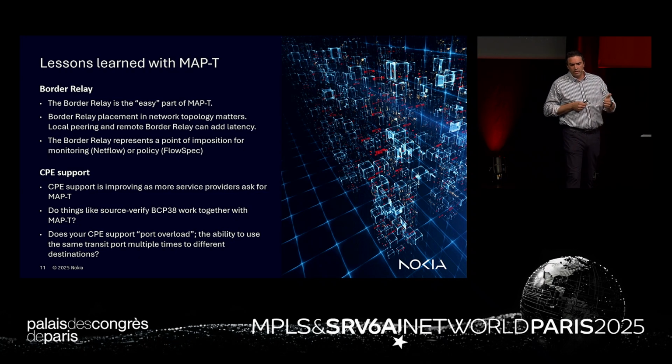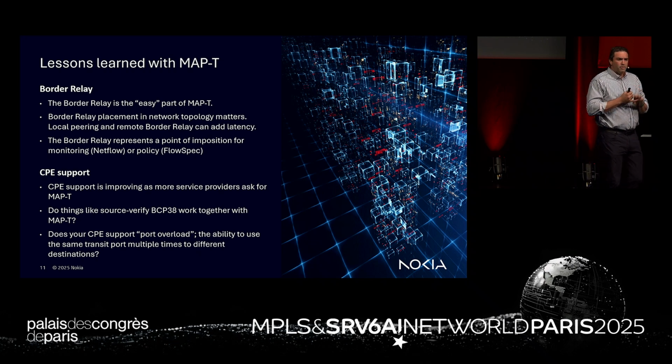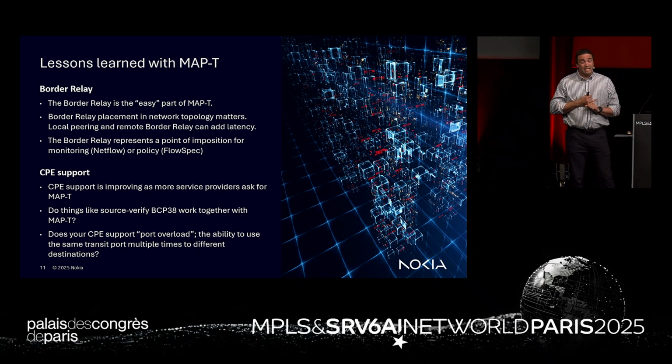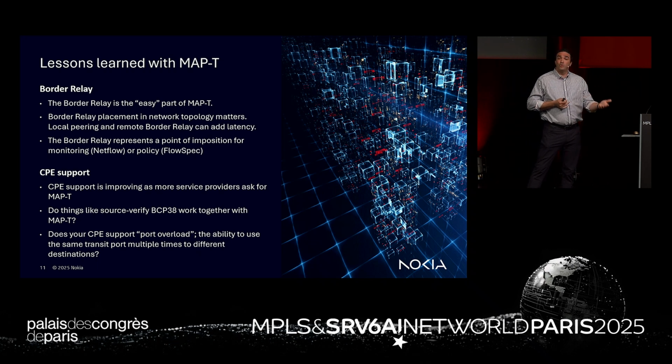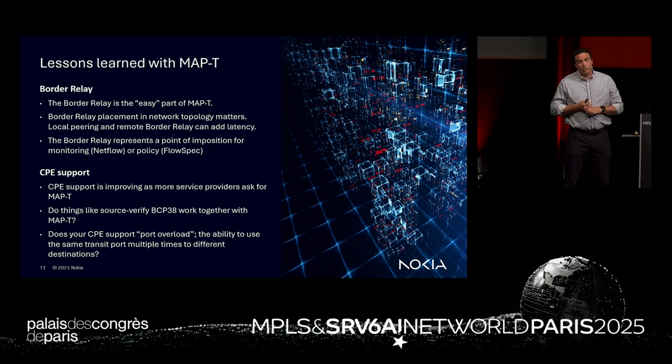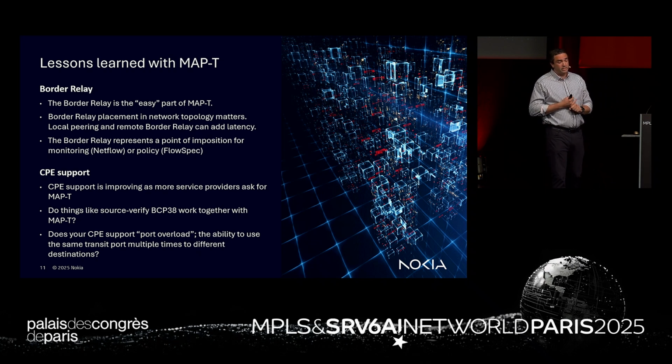Now, lessons learned. I know I'm running out of time. The border relay is the easiest path to deploy MAPT. Super simple. Keep in mind, you will add latency. Again, as the previous gentleman highlighted, you will have imposition for monitoring and policing.